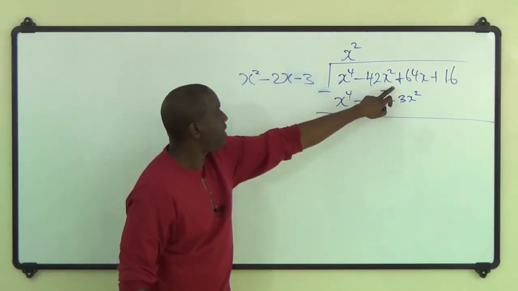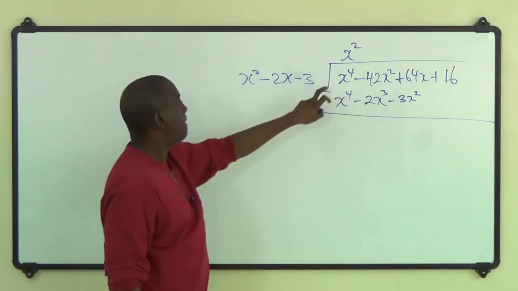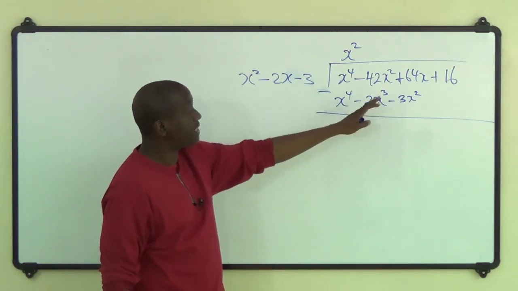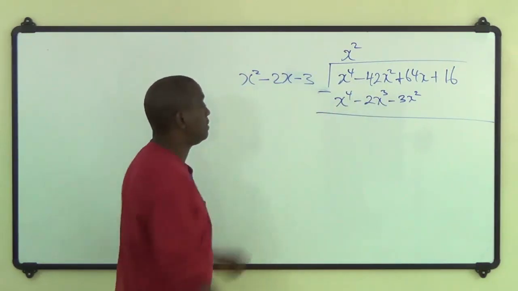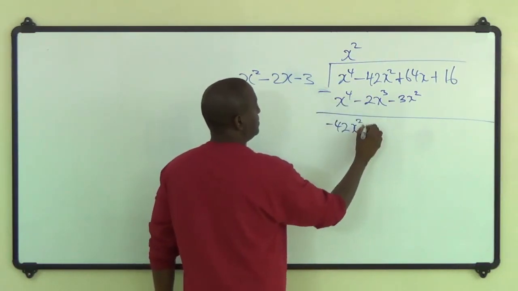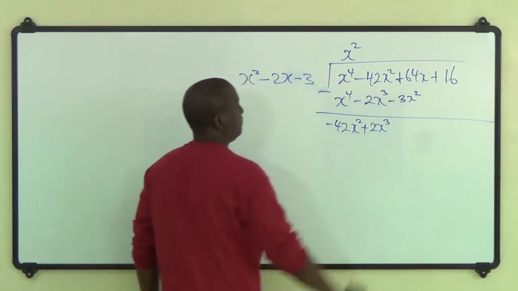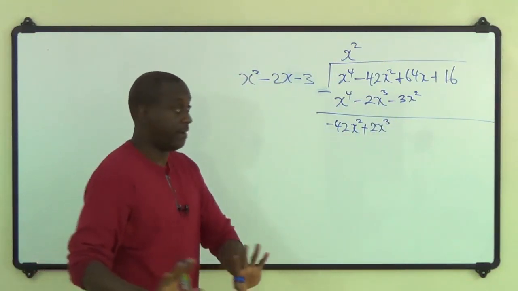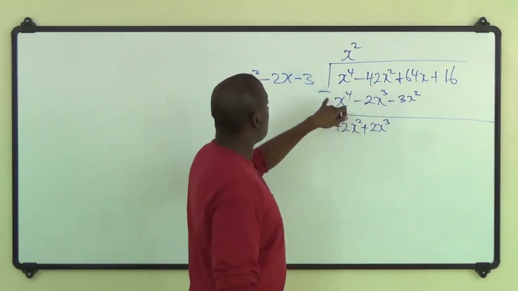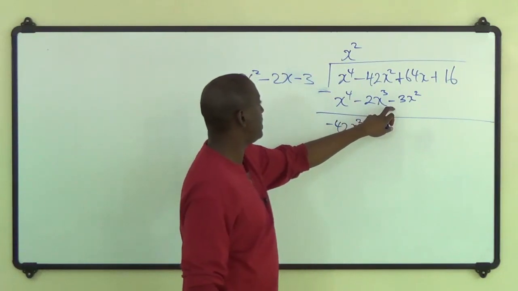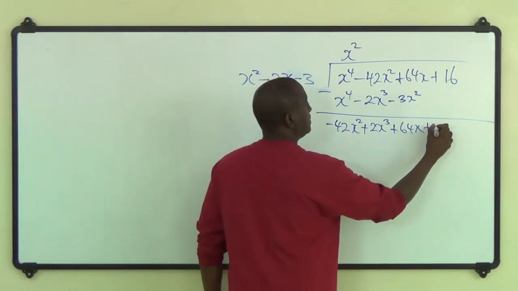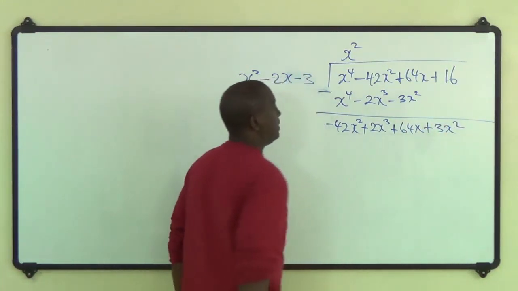Minus 42x squared. Minus 2x cubed, sorry, minus minus 2x cubed is just that. Minus 42x squared, minus minus 2x cubed is plus 2x cubed. We leave that as is. Alright? And 64x, minus minus 3x squared is plus 64x plus 3x squared.